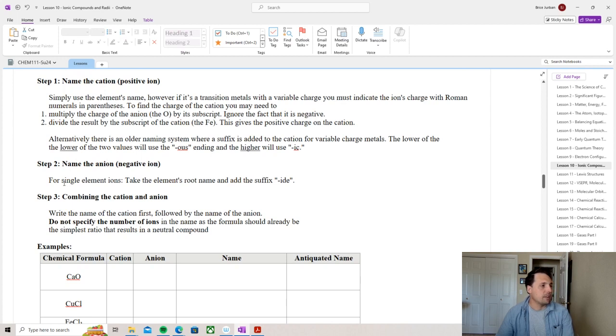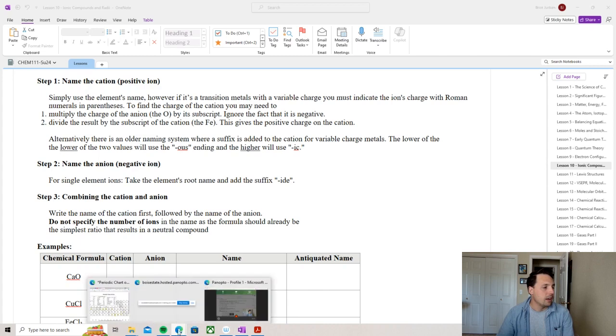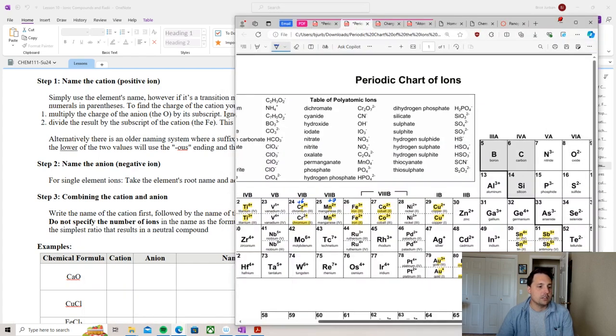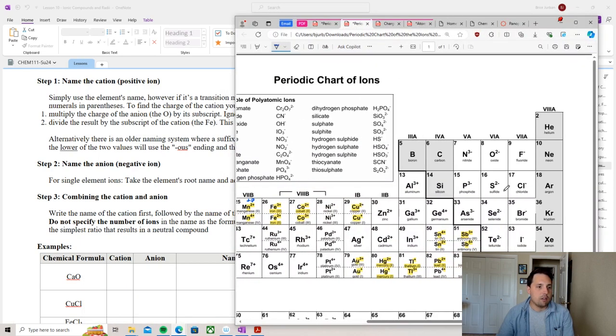And then we need to name the anion. For single element names, we just take the root of that element and add the suffix -ide. If we're using the periodic chart of the ions, those suffixes are already applied on this table. So we can see nitride is -ide. Fluoride, instead of fluorine, is fluoride, -ide.